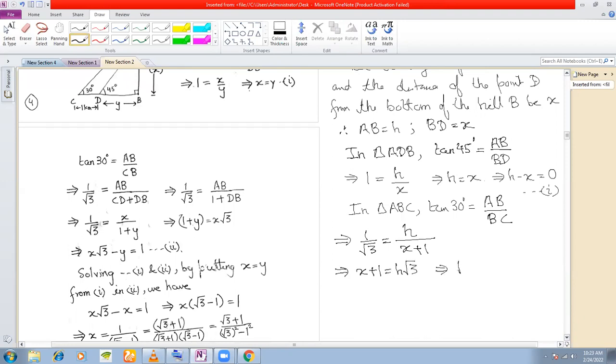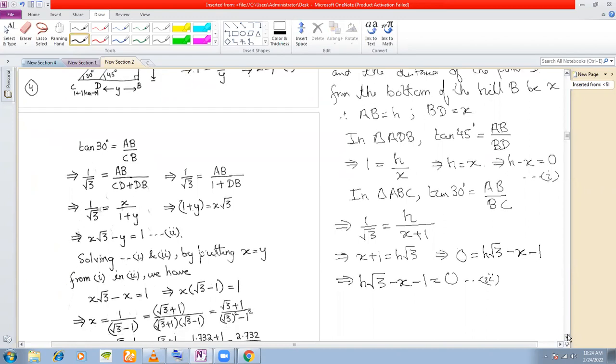That means you get H root 3, or let's take all this on the right hand side, make the left hand side 0. You get H root 3 minus X minus 1. So the second equation that you're getting here is H root 3 minus X minus 1 is equal to 0. So this is your second equation. So these are two simultaneous equations in H and X. So you can find out the value of H here from these two. How do you find out? Because you don't have to find out the value of X, right? You only have to find out the height of the hill. So therefore you only have to find out the value of H, right?